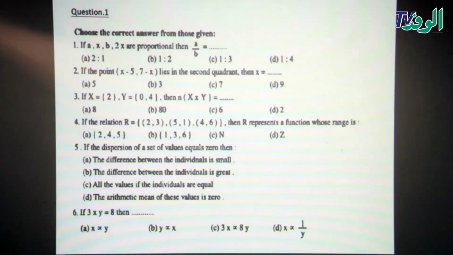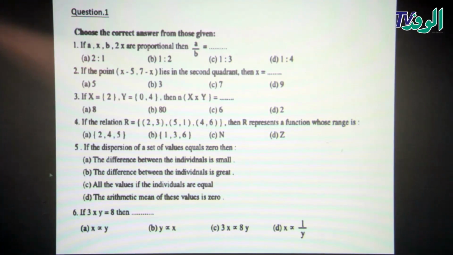Let's start together with the famous and very important questions in exams. The first question in the exam is always choose the correct answer. This is our first question, let's see together. Choose the correct answer from those given. Number 1. If a, x, b and 2x are proportional then a over b equals.